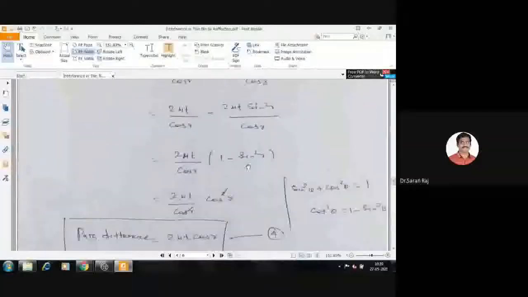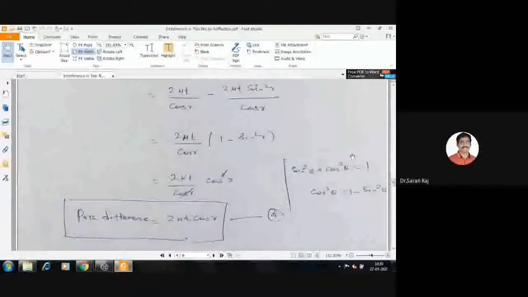So already you know that sin square theta plus cos square theta equals 1. So I want only cos square theta, so write 1 minus sin square r. Here 1 minus sin square theta, so that you can replace with cos square r.